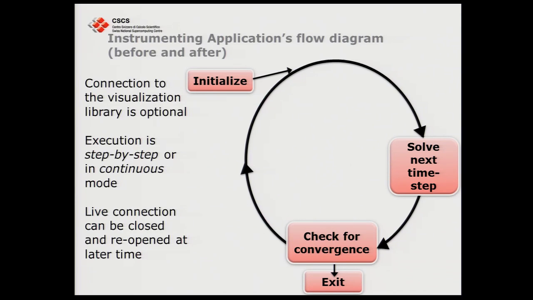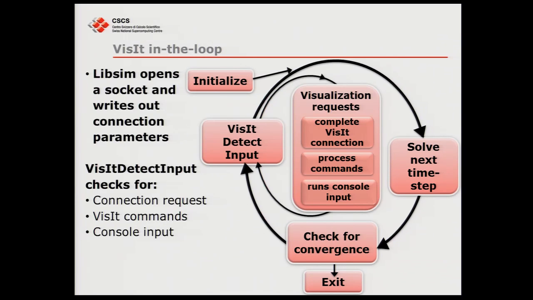And here's what I do with the VisIt library. I insert in the middle this visit detect input. This is about 40 lines of code, which is cut and pasted from the examples. It's application independent. This is to say, I need to check if there's a request for connection. If so, I connect. I need to get the name of the commands which VisIt is requesting. If VisIt is asking for an isosurface, that command is passed and is processed over here.